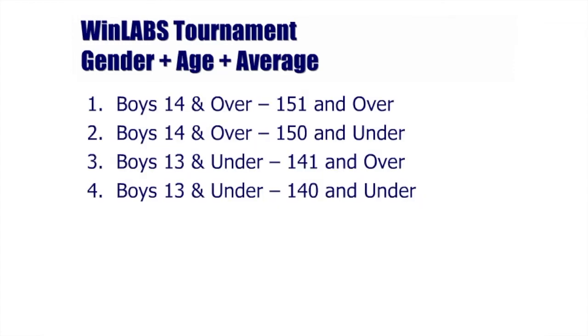Here we have an example of a youth tournament that utilizes gender, age, and average. WinLABS will first separate the boys and the girls. Within the boys, it will then separate them by age groups, 14 and over and 13 and under. Within each age group, it will then separate them by average, 151 and over and 150 and under for the 14 and over bowlers, 141 and over and 140 and under for the 13 and under bowlers.